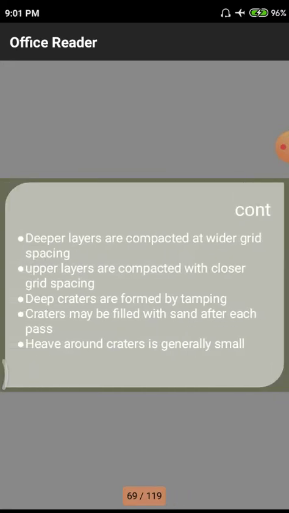That means if we don't fill any material in the particular strata, automatically the soil will pass into the next field. There will be no value for this work, so for each and every drop we need to fill this gap with sand or any other material having good properties. Heave around craters is generally small. That means heave, or any other compaction around the craters, is generally small in nature.